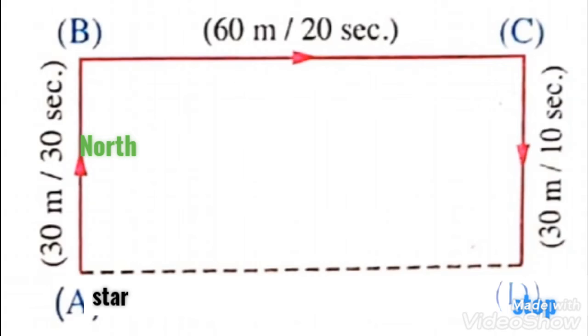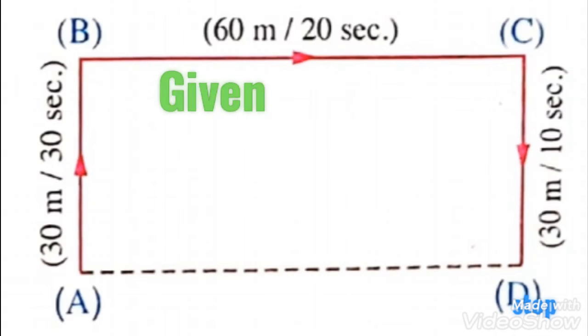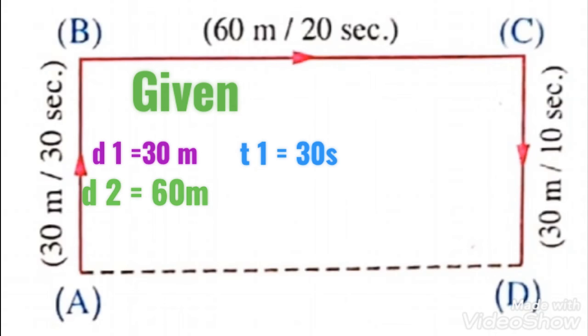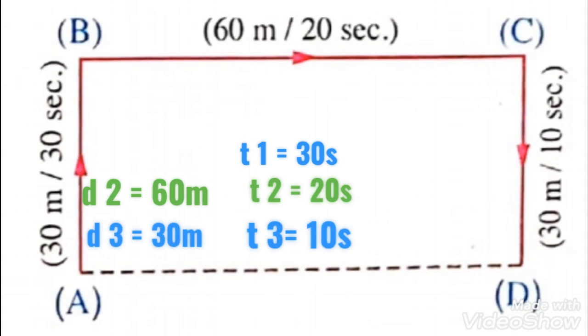First of all, we will start by getting the givens. So from this figure, we get the givens. First, D1 equals 30 meters, T1 equals 30 seconds. D2 equals 60 meters, T2 equals 20 seconds. D3 equals 30 meters, T3 equals 10 seconds.